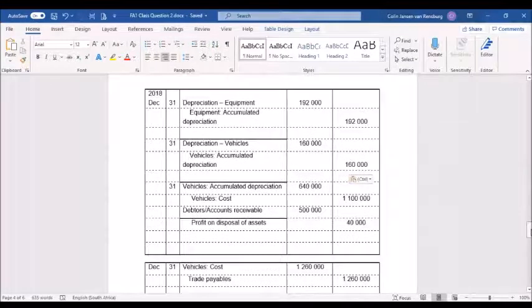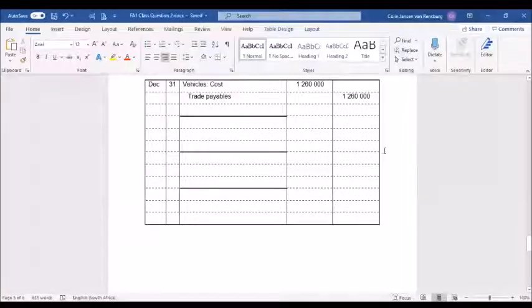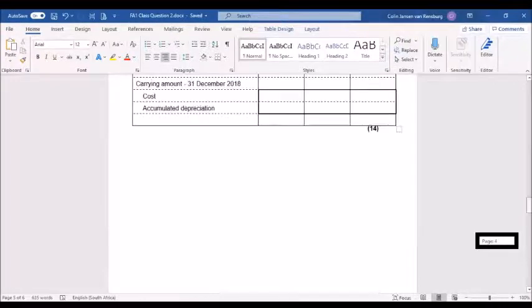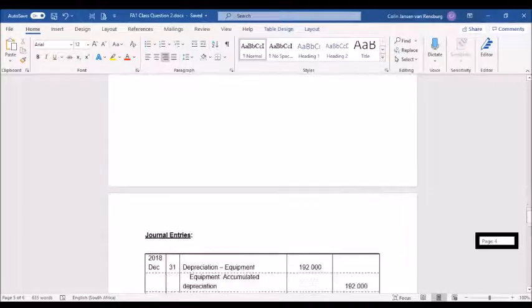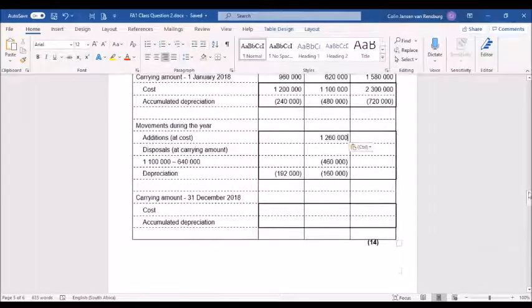Have we now covered every transaction that dealt with property, plant and equipment? We did take the first one into account. We did take the second one into account. We did take the third one into account. We did take the fourth one into account. So that means we've taken into account all the journal entries. We've also posted them to our general ledger accounts. Right, so now let's round off this whole property, plant and equipment note.